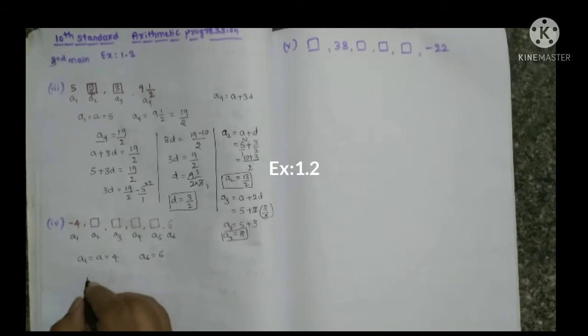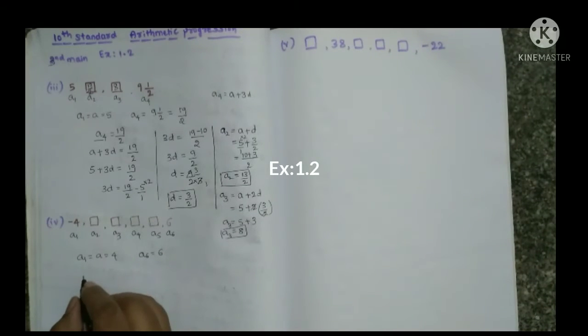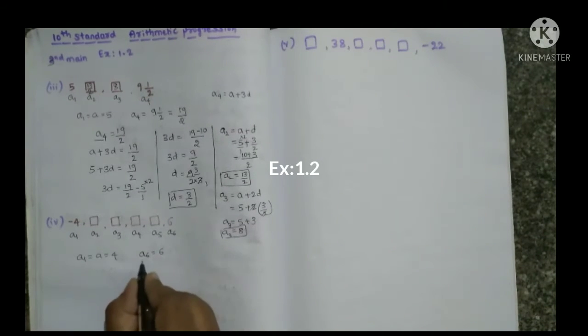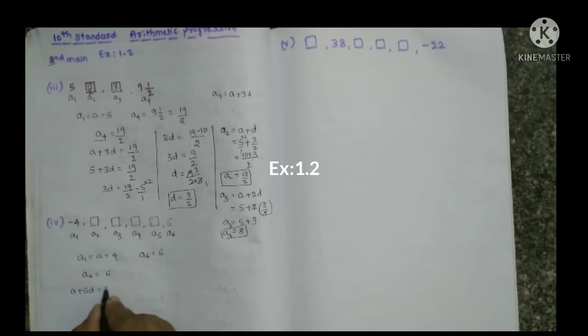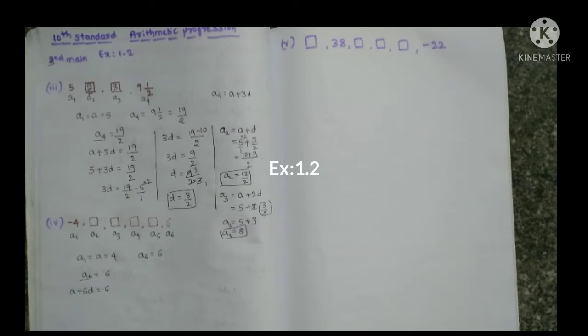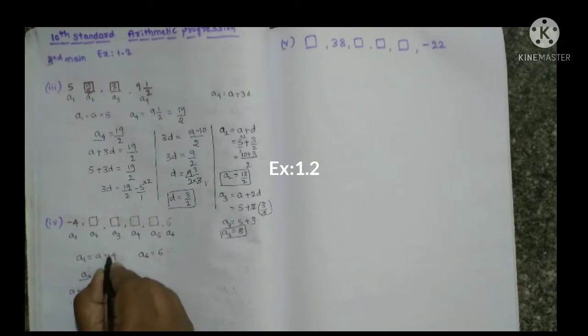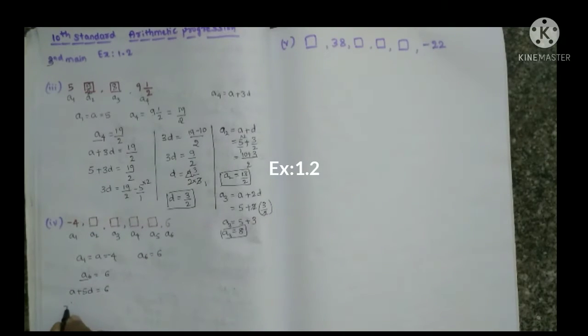Now we'll find the D value. How are we going to find it? I'll consider A6 is equal to 6. The A6 formula is A plus 5D. I hope you are understanding. A plus 5D equal to 6. 6 as it is I am writing in place of A6. A plus 5D I have written. Now the A value I'll substitute. A value is minus 4. Don't forget to write the minus sign. Minus 4 plus 5D equal to 6.